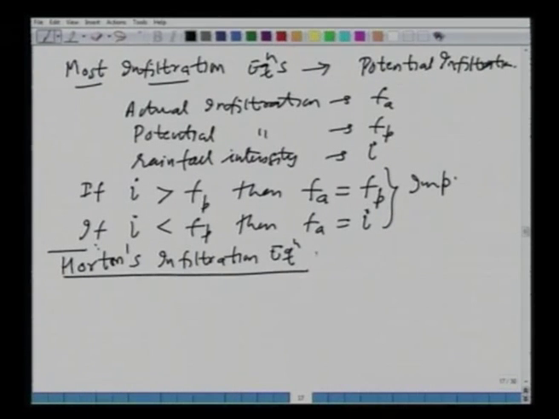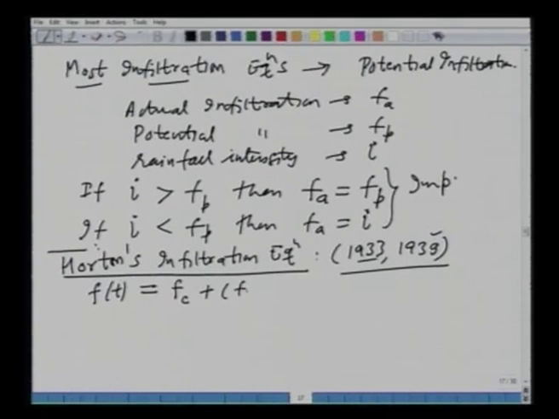I am sure many of you would have seen this already in your undergraduate classes, so it will be a slides review. It was first proposed in 1933 and later modified in 1939. As per this equation, the infiltration at any point of time, remember this is potential, but we are not using the subscript P here, F t will be equal to F c plus (F o minus F c) times e to the power minus k t.